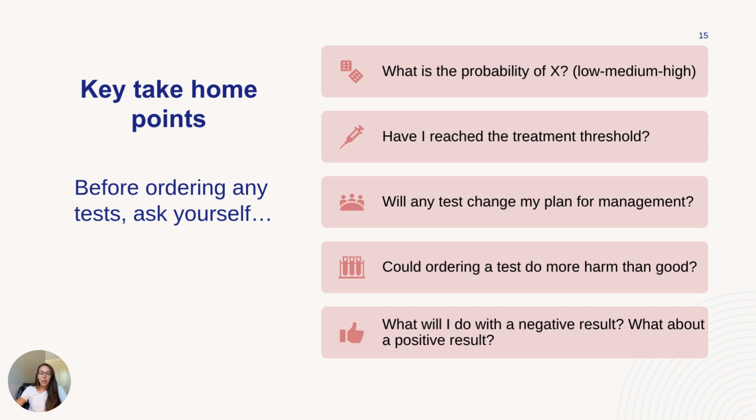Key take home points, again, going back to these main questions you're going to ask yourself before ordering any tests. What's the probability of disease? Have I reached that treatment threshold? Will any test change my plan for management? Could ordering a test do more harm than good? What will I do with a negative test result? And what about a positive test result? So, what is the sensitivity and specificity of this test for this disease? Can I interpret them with confidence, or should I be interpreting them with caution?